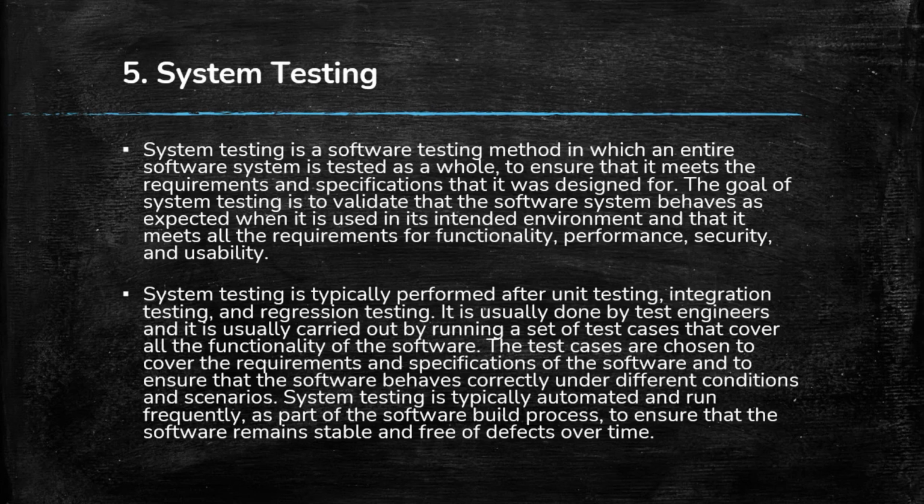The test cases are chosen to cover the requirements and specifications of the software and to ensure that the software behaves correctly under different conditions and scenarios. Okay, under different conditions and scenarios. What's the meaning of this? When you test a mobile app, for example, you should test it on 3G, 4G, 5G, slow network, good network, Wi-Fi. If the network is disabled, if there is no network, you have to check everything.